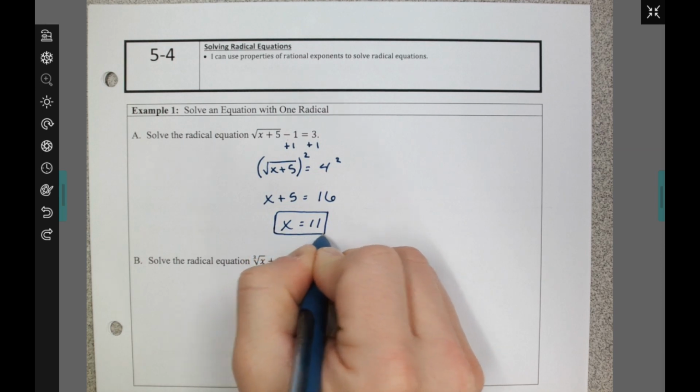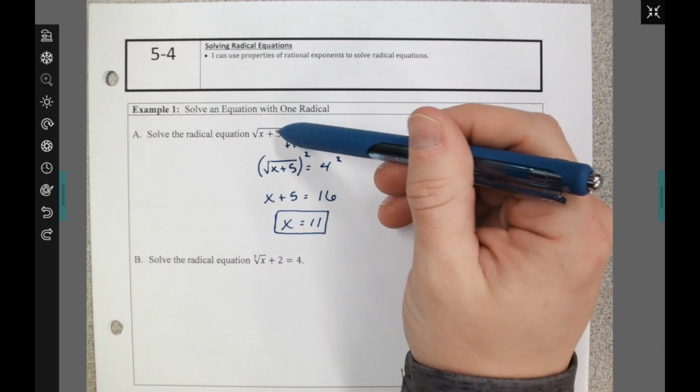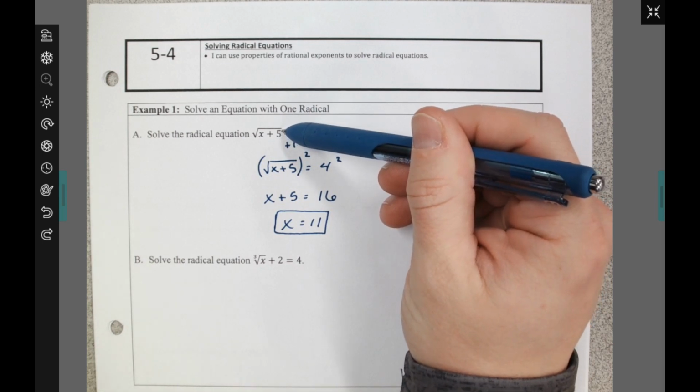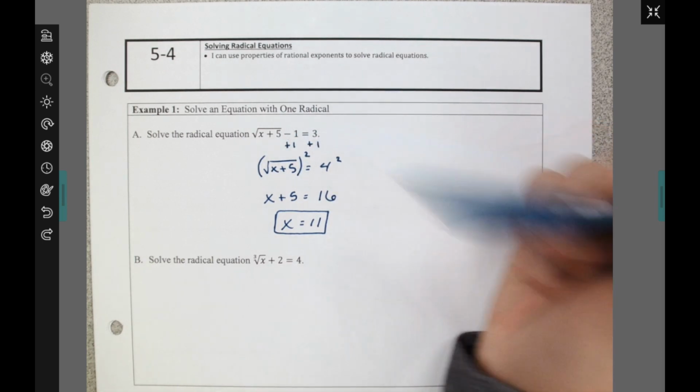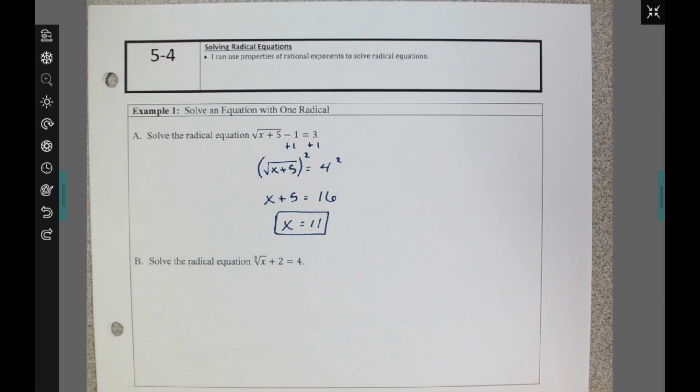In this section, when we're solving with radicals, you also want to get in the habit of checking your solutions. If I plug 11 back in, 11 plus 5 is 16. Square root of 16 is 4. 4 minus 1 is 3. So we're good to go. We got the solution x equals 11.